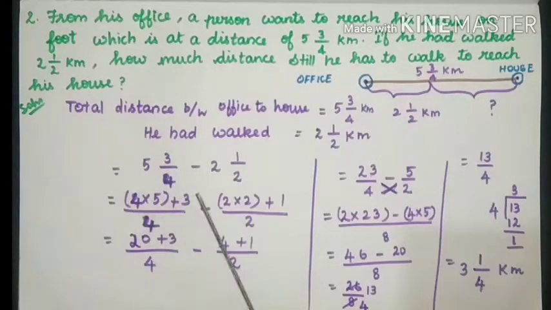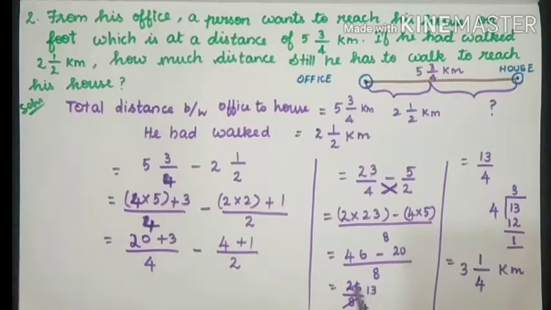Here it is given in the form of a mixed fraction, so you have to change this into an improper fraction. The improper fraction of 5 3 by 4 is 23 by 4 and the improper fraction of 2 1 by 2 is 5 by 2. To find the difference, here the denominators are not the same. So you have to use the cross multiplication method to find the common denominator. That is 2 into 23 minus 4 into 5, divided by 4 2s are 8. 2 23s are 46, 4 5s are 20, divided by 8.